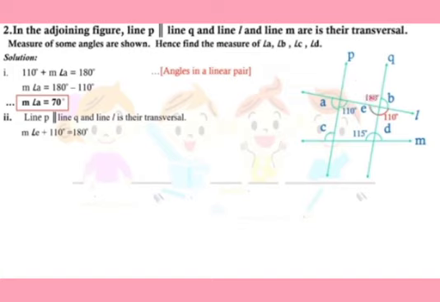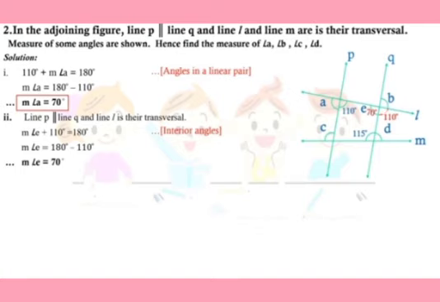So measure of angle E plus 110 degree is equal to 180. So we will write here angle in a linear pair, interior angle rule. Why? Because it is inside the angle. We have solved this theorem. So angle E is equal to 180 degree minus 110 degree. After subtracting 180 minus 110, we get here measure of angle E is equal to 70 degree.